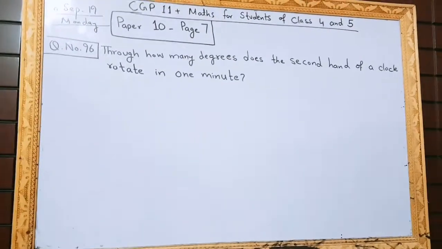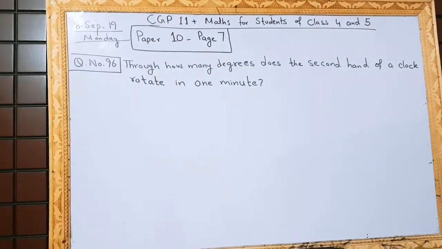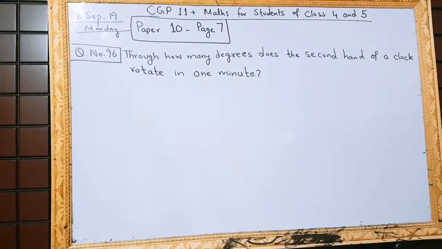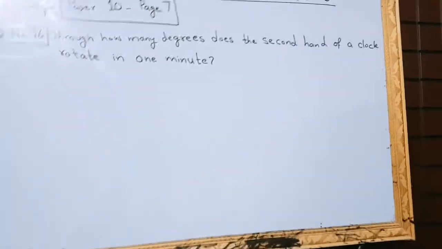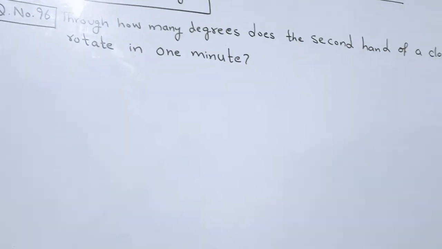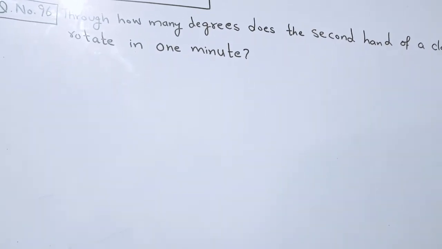Okay, welcome back. If you have come back after solving, then let's see what I shall do in this question. Maybe I shall remove your difficulty. You know, there is one hand in a clock which keeps on moving each second. There are almost three hands in a clock.